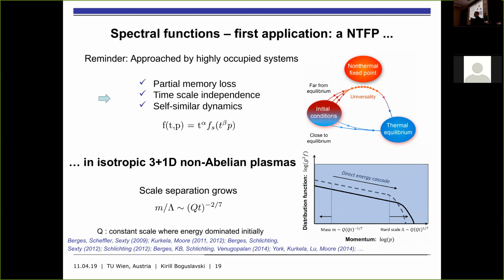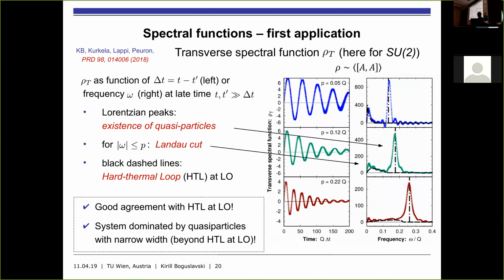So in the beginning, I was talking about the non-thermal fixed point, or the self-similar attractor, as a general state of your closed theory dynamics, or closed system dynamics. Now I'm actually using those non-thermal fixed points to understand a little bit better about spectral functions, about the method, and so on. Now these are already the results. So what I show you here is the spectral function for these gauge fields.